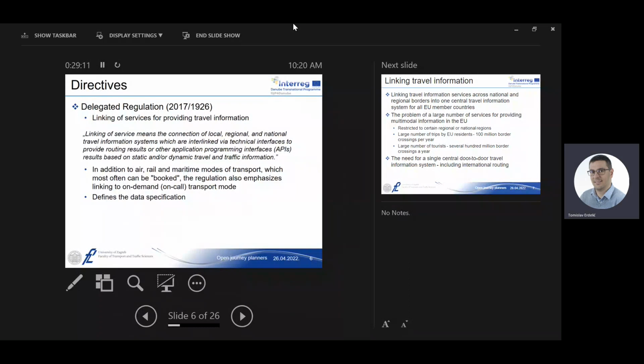Okay, in addition to the air, railway, and maritime modes of transport, which are more often booked. What does it mean booked? You go on the website and you see when the bus leaves, and you plan your route. The other important part of this regulation is the emphasis on the on-demand or on-call transport mode. Do you have any idea what on-demand means?